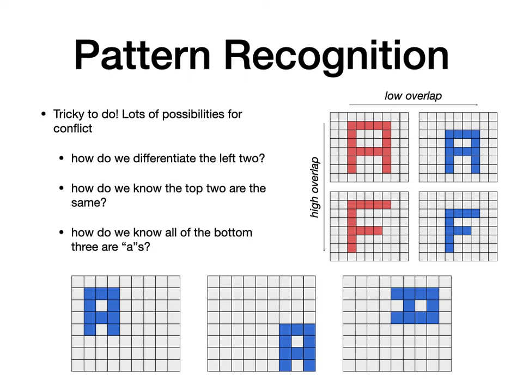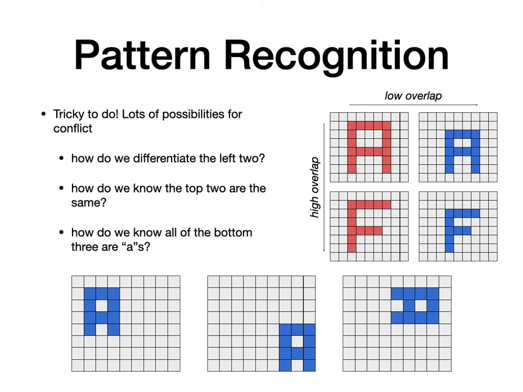We know those are different patterns. But how do we know that the top A and the top right A are the same, even though they have very little in common? In fact, you see that only the bottom right stick is in common between the two. But we know that they are both A's, just like we know the bottom two are both F's. Same with the bottom. All three of those are A's, right? How did we get this?